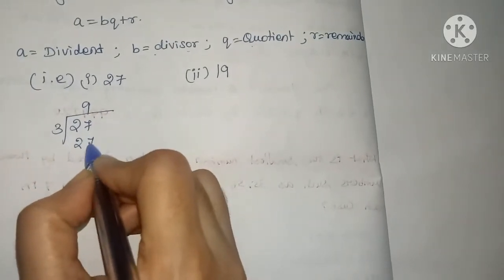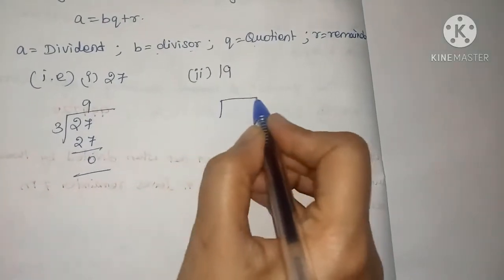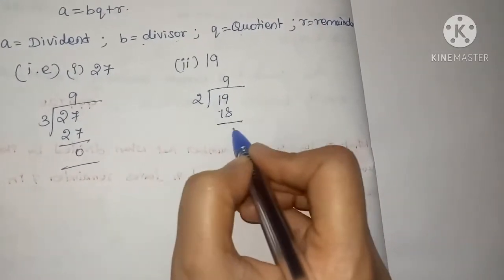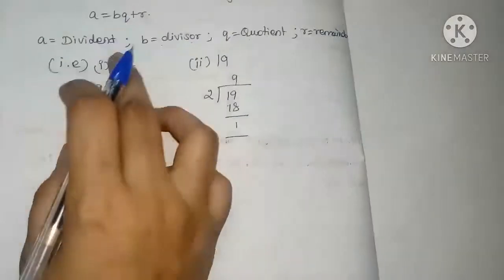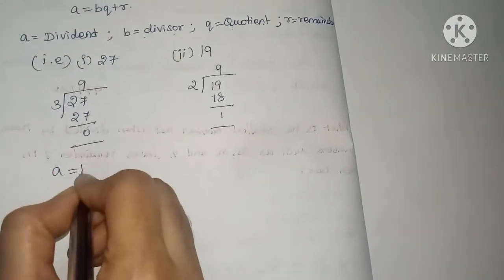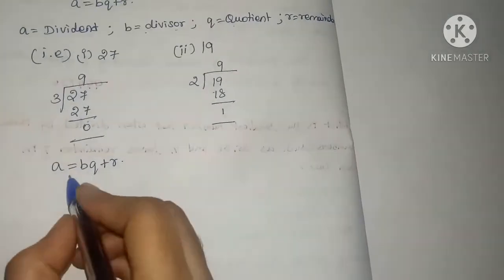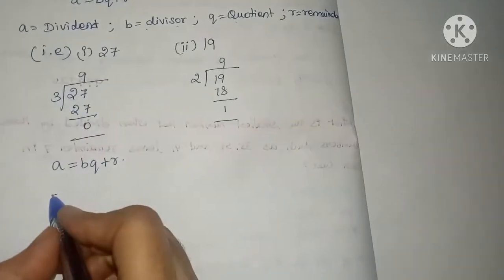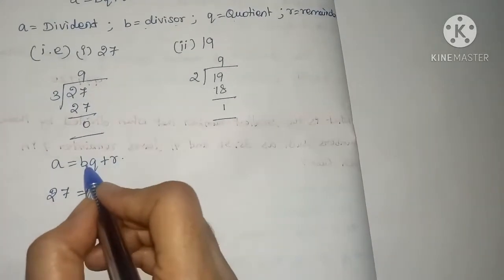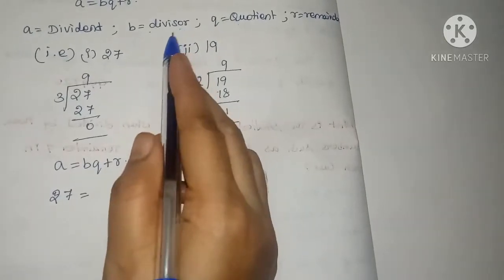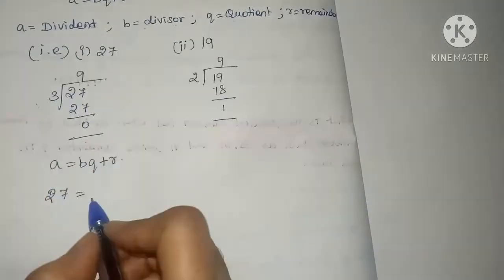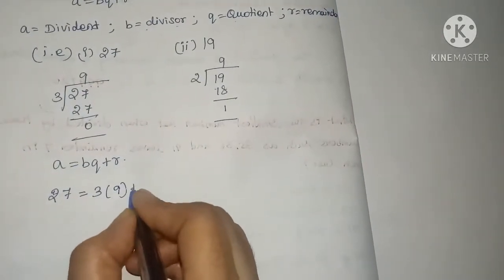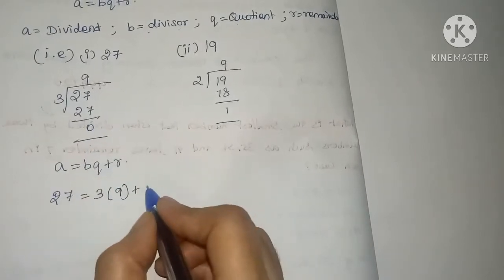9 3s are 27, remainder 0. Then 19, I am going to use the two table here. 9 2s are 18, remainder 1. Using this Euclid's division algorithm formula, a is equal to bq plus r. What is a? A is nothing but the dividend. What is our dividend in the first question? 27. So 27 is equal to bq plus r. B is the divisor. What is the divisor in our first question? 3. So 3 into, what is your quotient? 9 plus r, remainder 0.